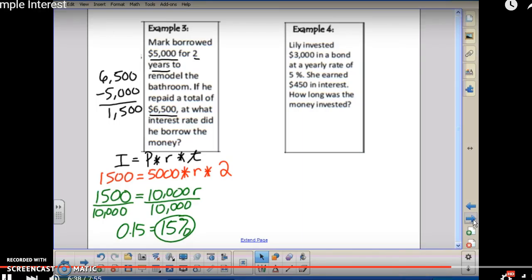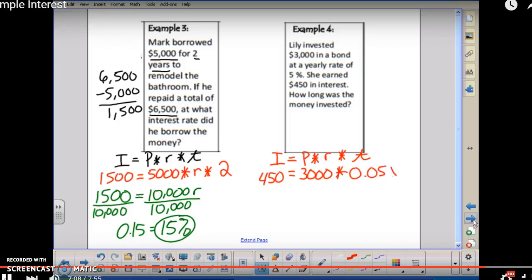Our last example is Lily invested $3,000 in a bond at a yearly rate of 5%. She earned $450 in interest. How long was the money invested? So in this problem, we're given the principal, we're given the rate, we're also given the interest, so we just need to solve for time. So use the same formula, I equals P times R times T. Substitute 450 for the interest, 3,000 for the principal, 0.05 for R, and then times T.